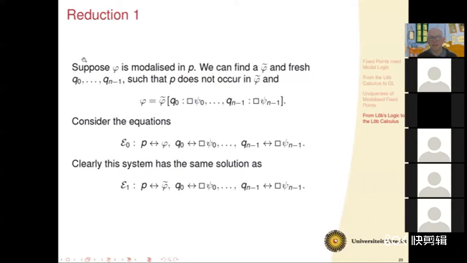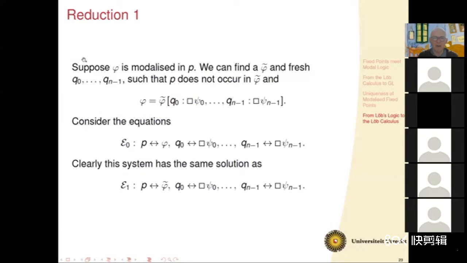Of course, if p occurs twice in psi zero, then we do not take a different component for the second occurrence in psi zero, right? But you can clearly do this if you think about what the formula looks like. And now look at the following system of equations. So we do something completely crazy. I take the system of equations P if and only if phi, Q0 if and only if box psi 0, Qn minus 1 if and only if box psi n minus 1.